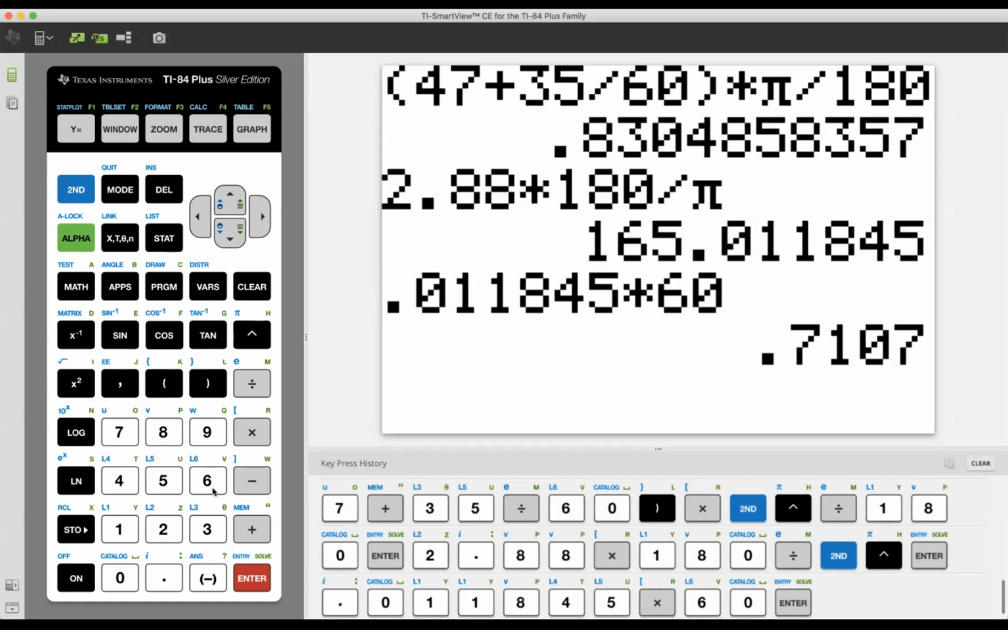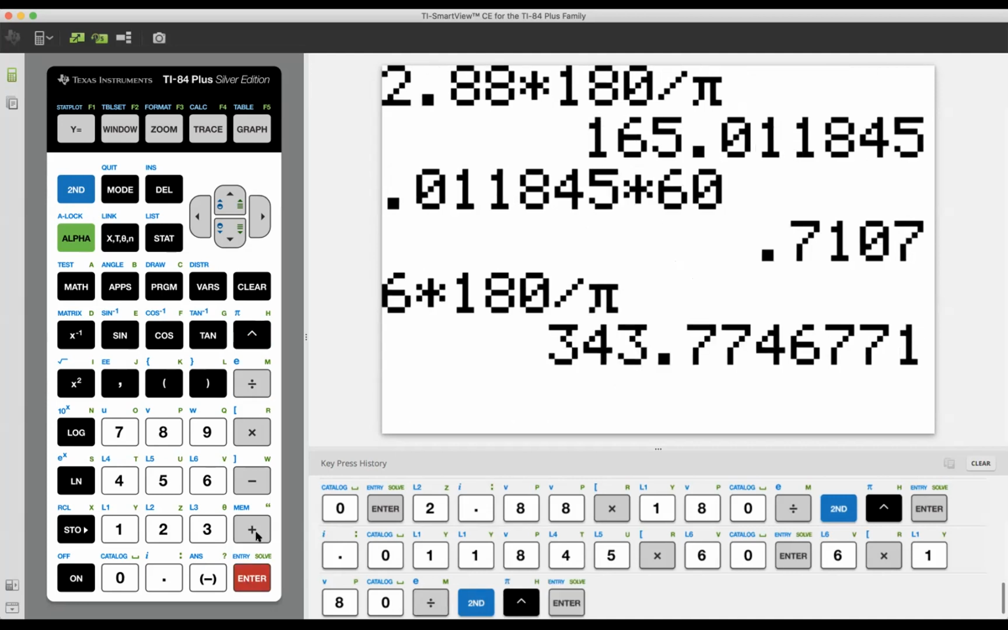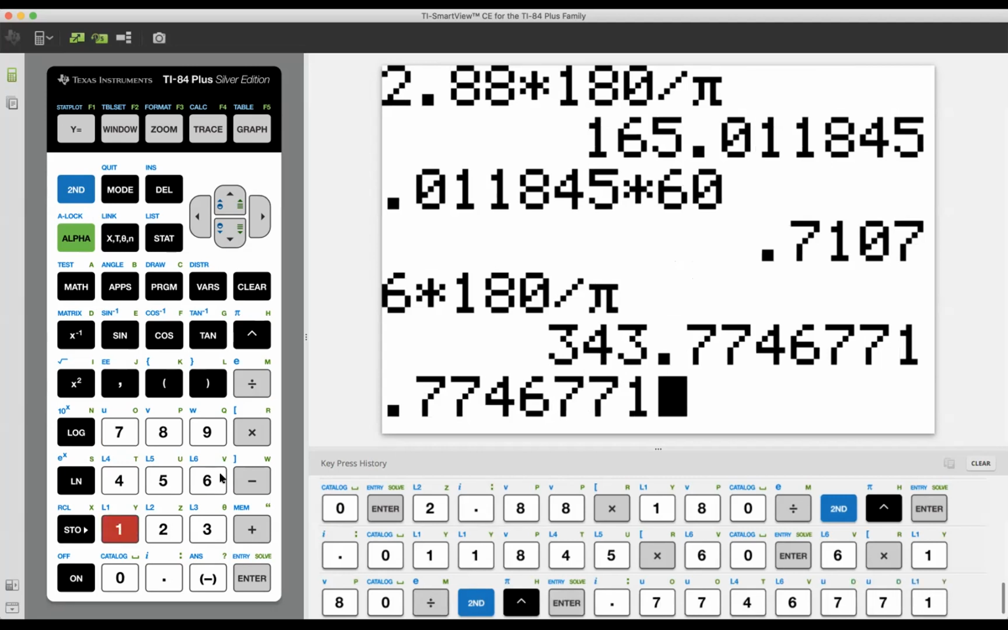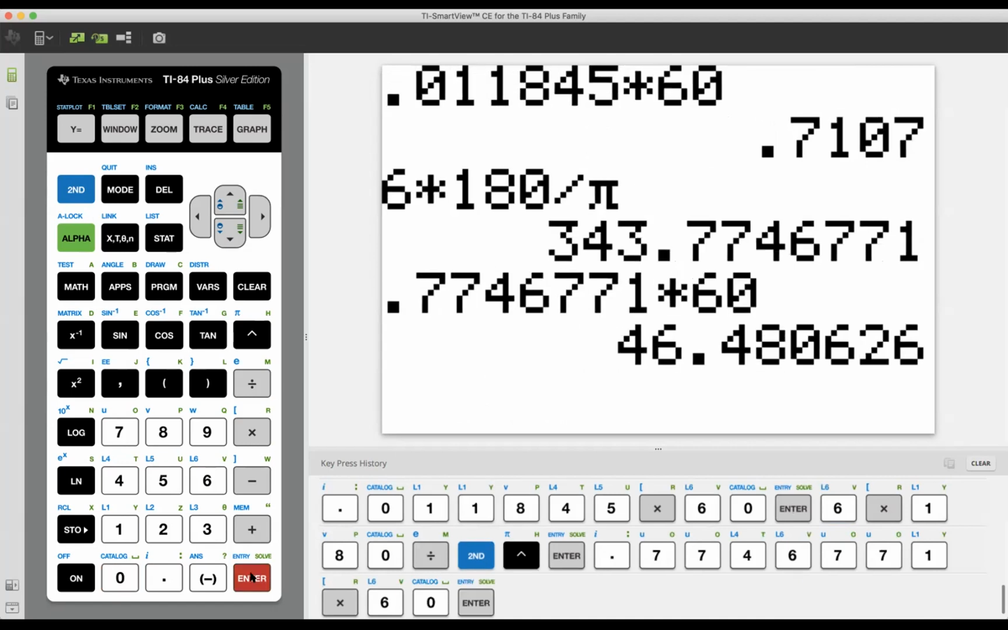Let's try the last example where it's 6. So multiplying by 180 over pi, so 6 times 180 divided by pi. Okay, hit enter on that, and that's the degree measure. But then we have to convert that fractional portion to a minute. So just take the decimal part off and times it by 60, because there's 60 minutes in a degree. And that's about 46 minutes. So this one, the final answer is 343 degrees and 46 minutes.